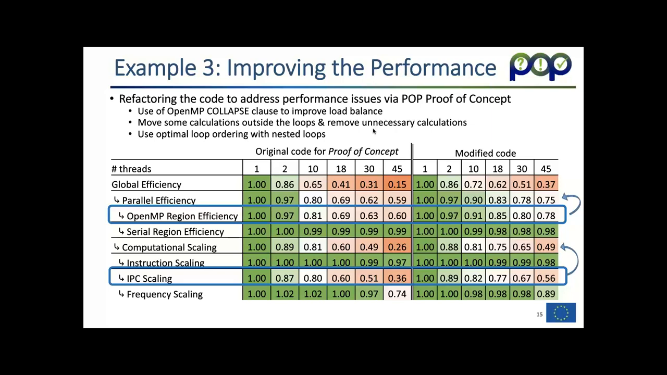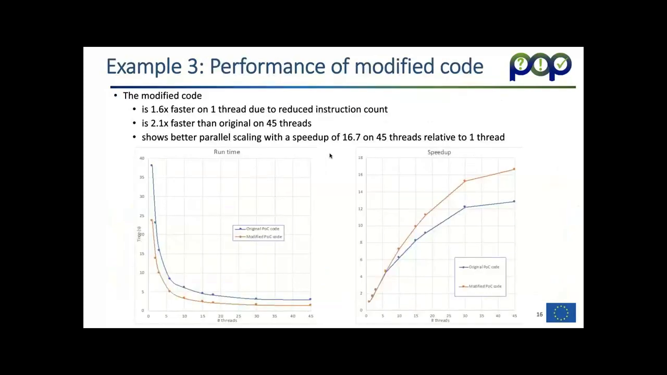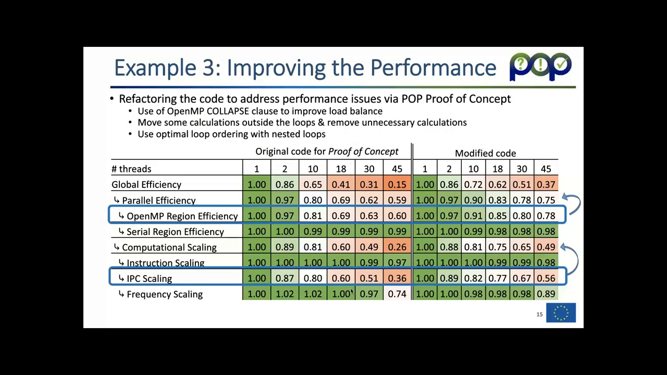In this example, we actually did another thing. We went to the second service level that we have, the proof of concept. So the user gave us the code after the initial analysis and asked us if we can help him fix the performance issues. And this slide is a comparison of the code before doing the proof of concept on the left side. This is the table that we just saw, basically. And then we went there and modified the code. For example, we improved the OpenMP region efficiency. It was 60% before, and now we improved it to 78%. If you improve the OpenMP region efficiency, you will immediately improve the parallel efficiency as well.